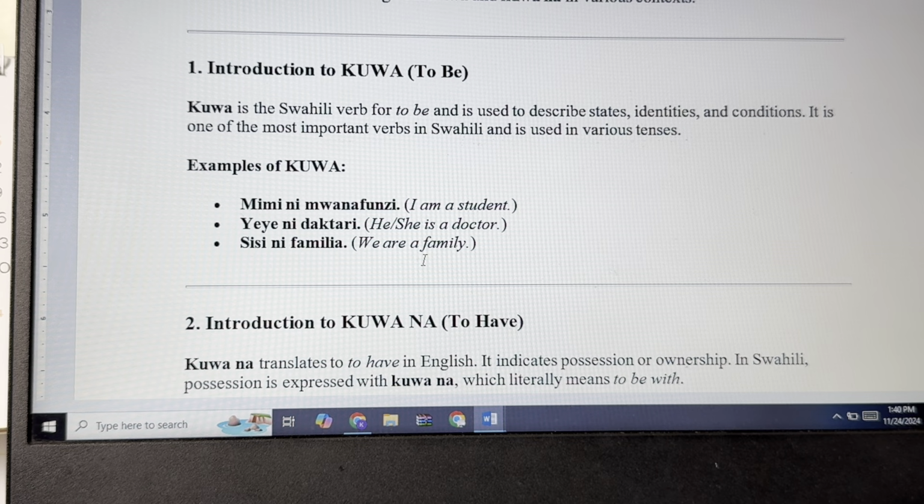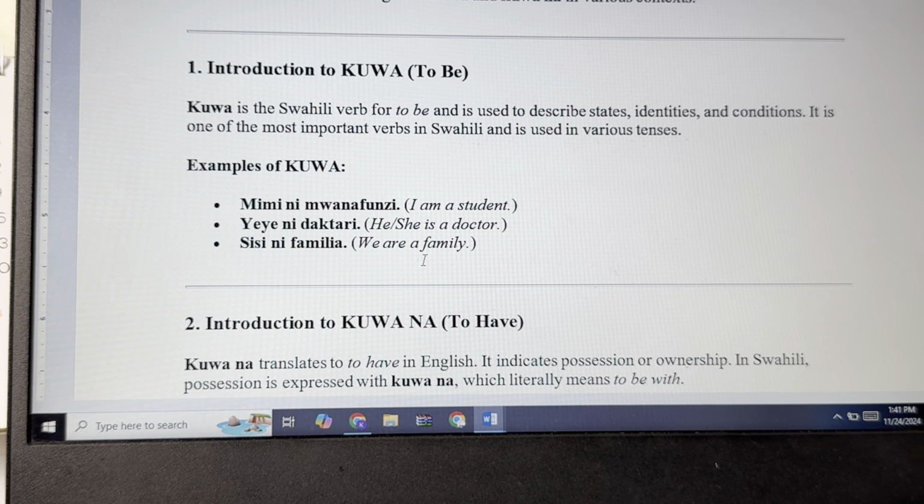You may be wondering why there is no kuwa in these sentences. But in real sense, there is kuwa. Its form in the present tense is only represented by the word ni. So ni, in these sentences, is the verb kuwa, to be. Mimi ni mwanafunzi simply means I am a student. Yeye ni daktari, he or she is a doctor. Sisi ni familia, we are a family. Remember that it is present tense and is represented by ni for the verb kuwa.